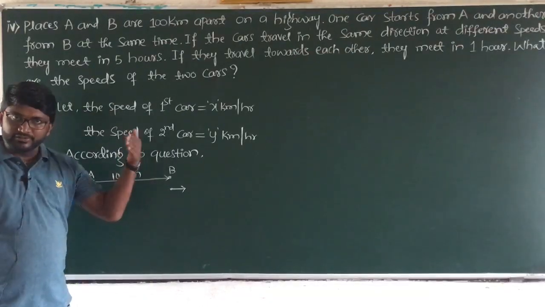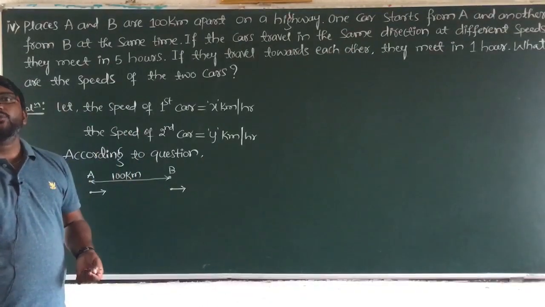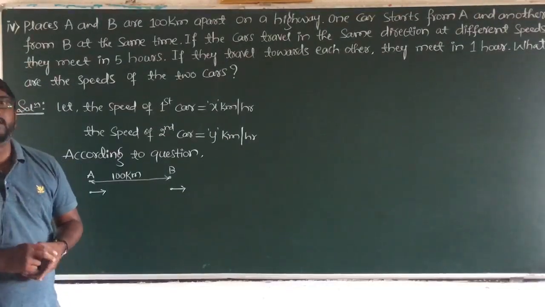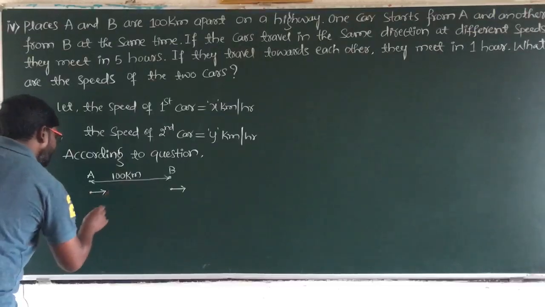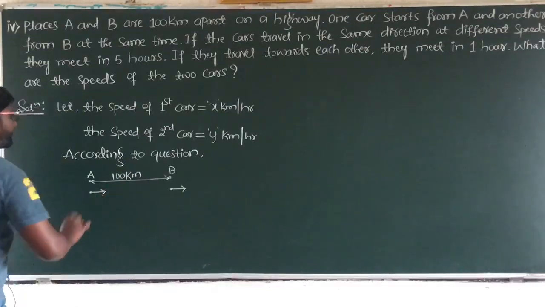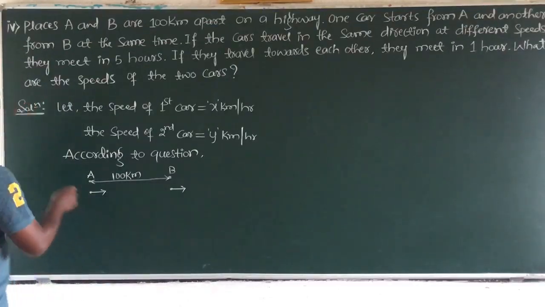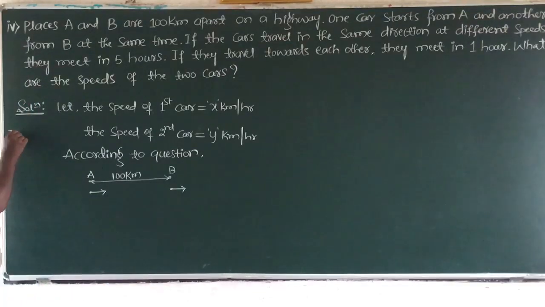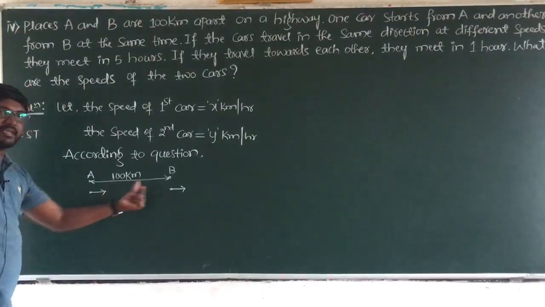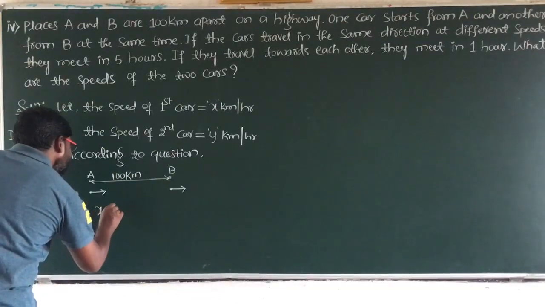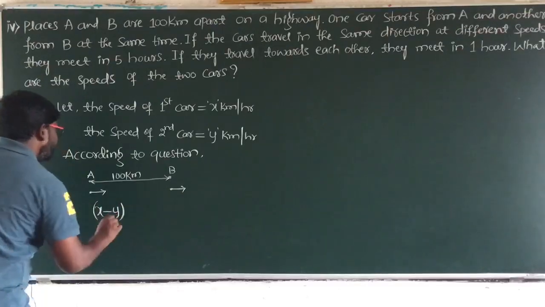If they are moving towards each other, the speeds of both the cars will be added up. That is, we get x plus y kilometer per hour. So here we get x minus y as the relative speed. What is x minus y? It is speed, but we know the formula: distance equals speed into time. Speed is x minus y in this case. This is speed.